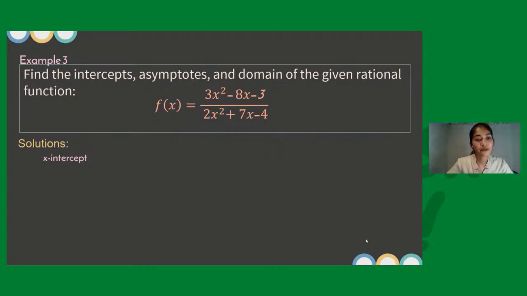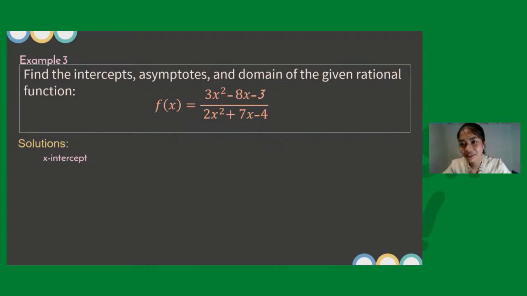As a recap, how do we solve for the x-intercept? What do we do? How can we find the x-intercept? Recap lang, kanina, anong sinabi natin or what have we learned? What do we do with the y variable?